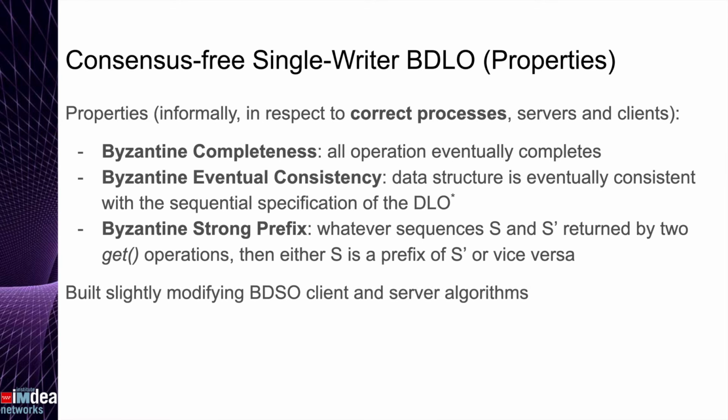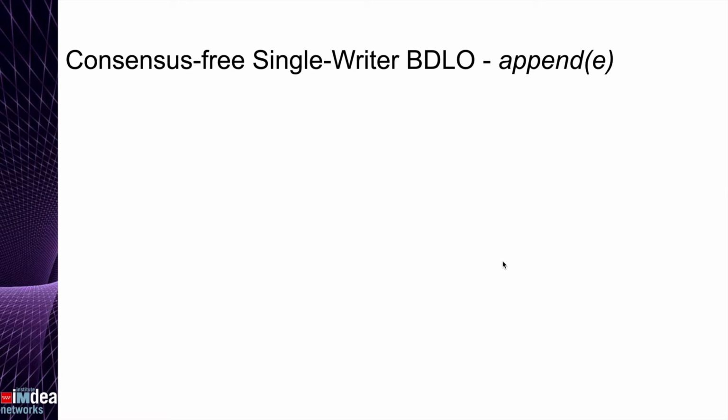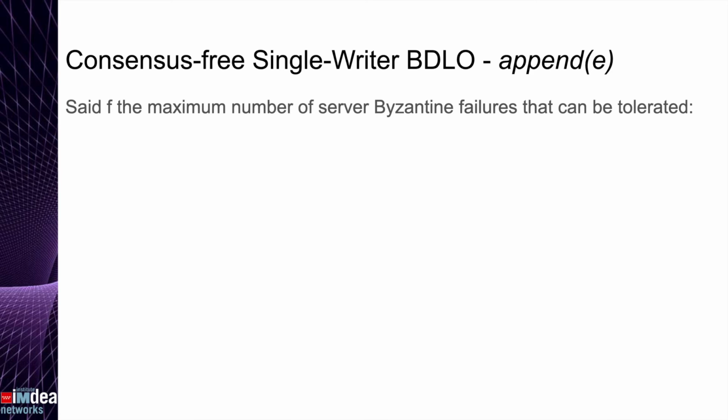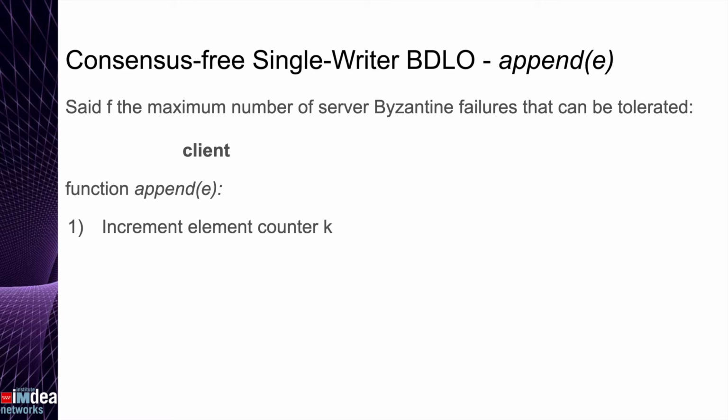Let's see how our algorithm changed to achieve such a data structure. In order to implement the consensus-free single-writer BDLO in an eventual consistency fashion, say f the Byzantine server tolerance and n the total number of servers, the client is in charge of maintaining an element counter to add the ordering information to the element that he wants to append to the sequence of records.